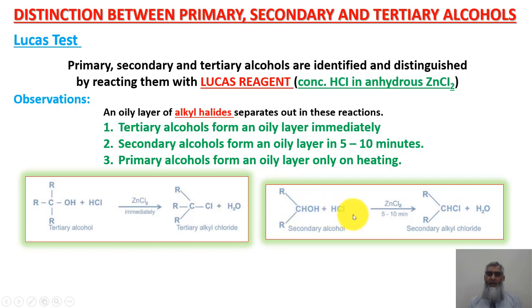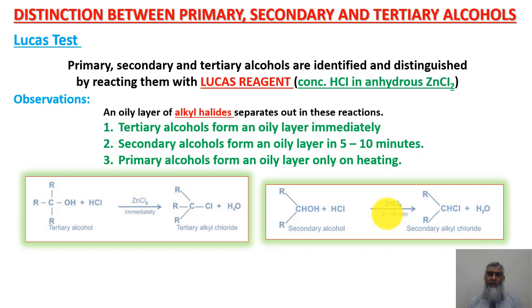Secondary alcohol on reaction with Lucas reagent produces secondary alkyl halide. The oily layer of this alkyl halide will be produced in about 5 to 10 minutes. We will wait for 5 to 10 minutes for the formation of the oily layer.